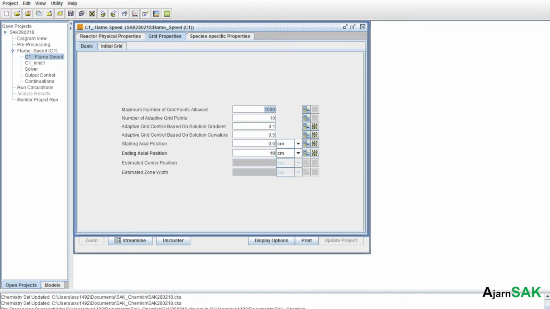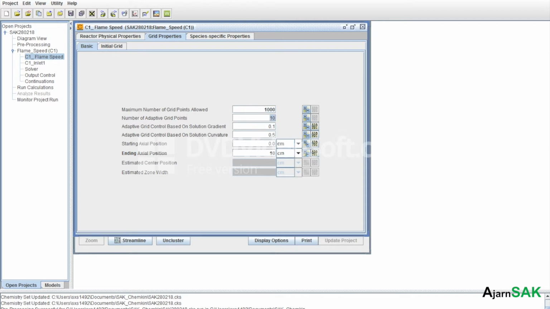Adaptive grid point, what is that? It's if you want to change your grid type. When you say this is my 10 centimeter reactor and distribute 1,000 points on it, it does that at the same intervals: 10 over 1,000, which means 0.01. That's your grid interval, grid length. It does that uniformly.